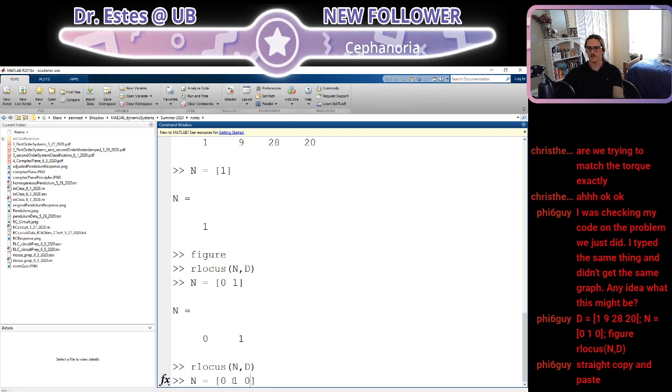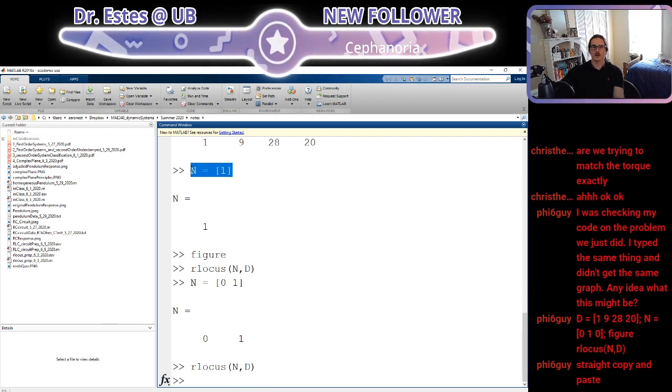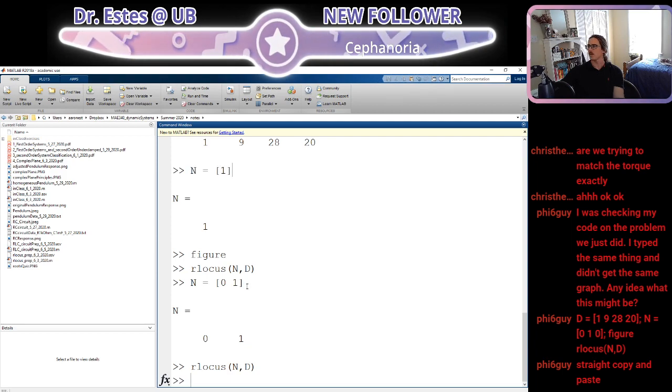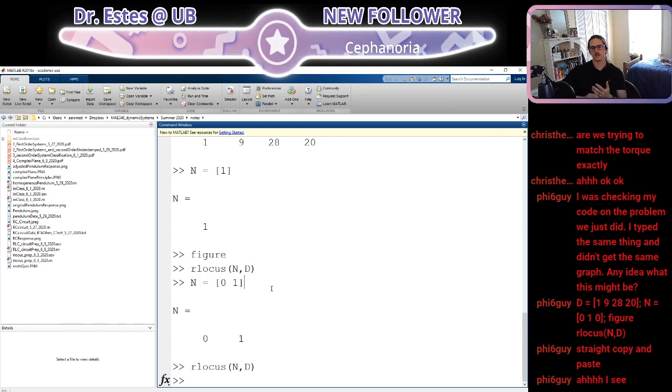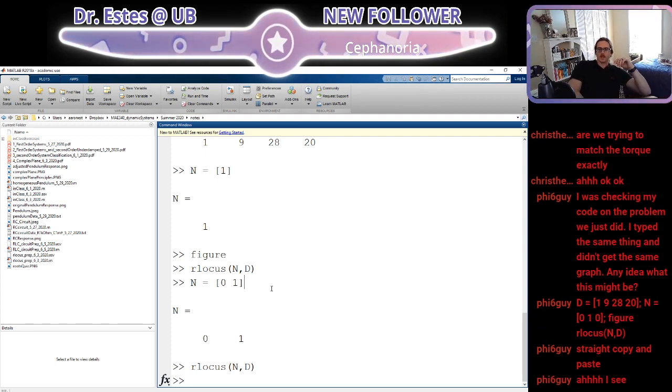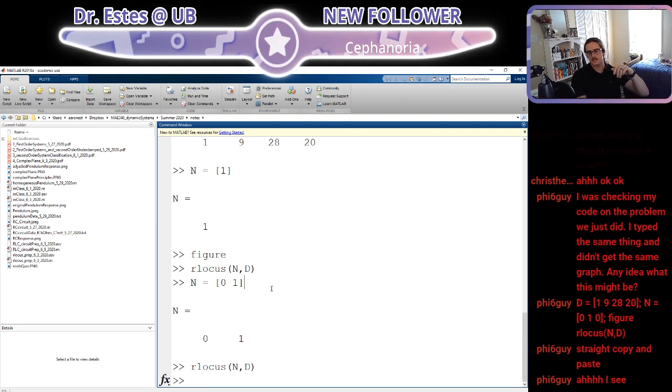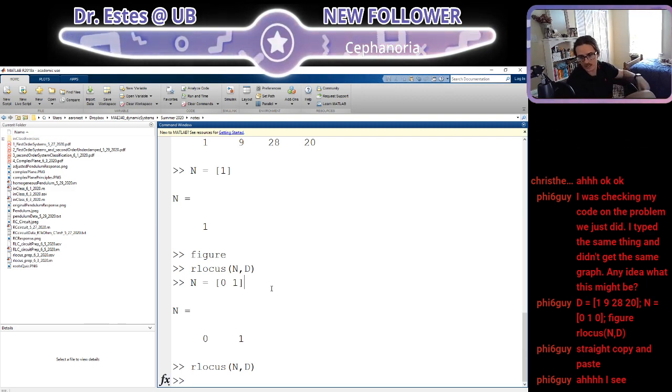Oh, no. If you do 010, that's different. If you look at my N, I did 1, or I did 0, 1. But this means that the 0th order term, yeah. If you do 010, that's like multiplying k by lambda.